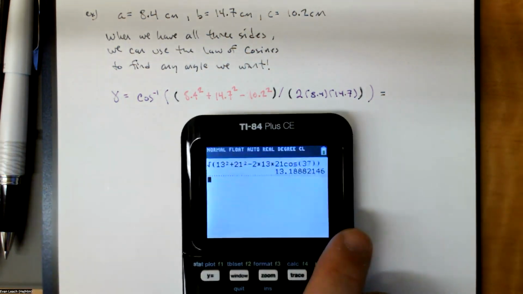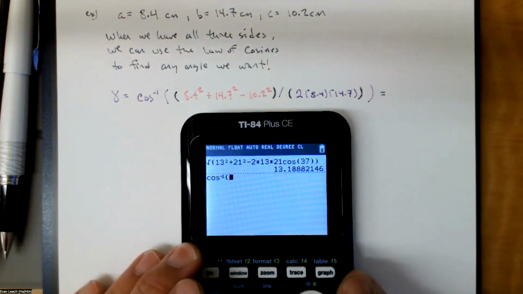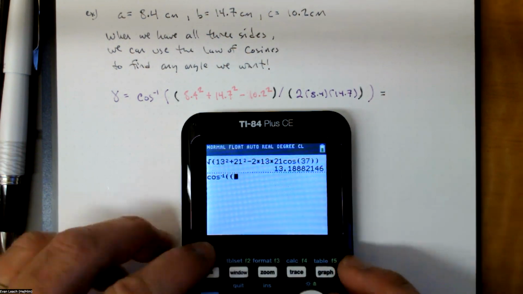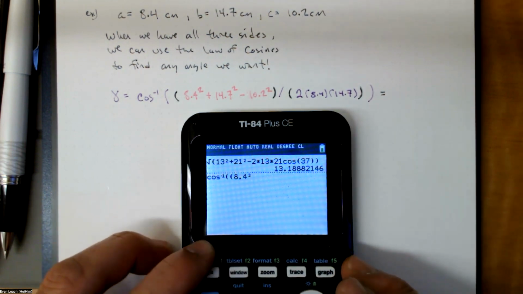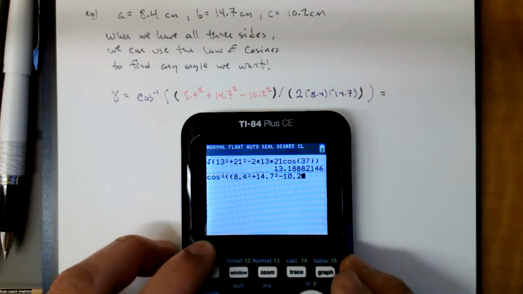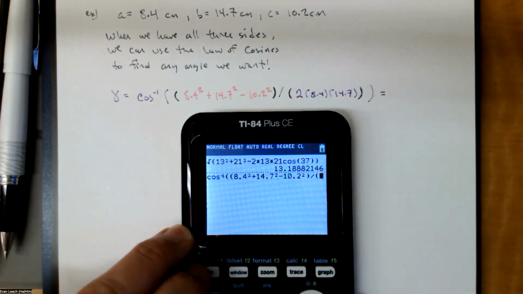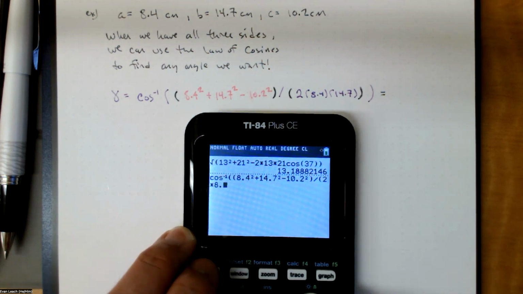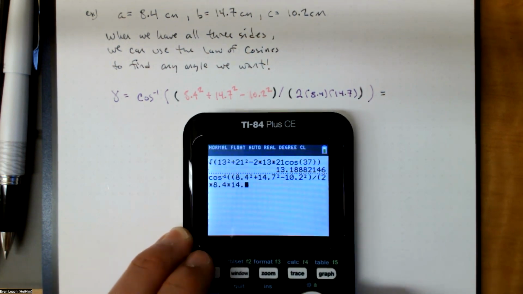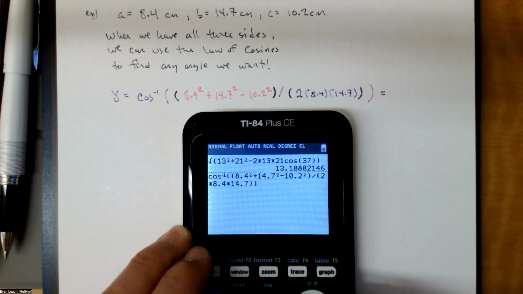So we'll grab our calculator, move it out of the glare, and then just type cosine inverse of parentheses for the numerator, 8.4 squared plus 14.7 squared minus 10.2 squared. Since we're looking for gamma, C is the one that gets the negative in the numerator. Then we'll divide by the denominator. I need parentheses around the denominator, and it's 2 times 8.4 times 14.7. Close the denominator, close the cosine inverse, and then hit enter.